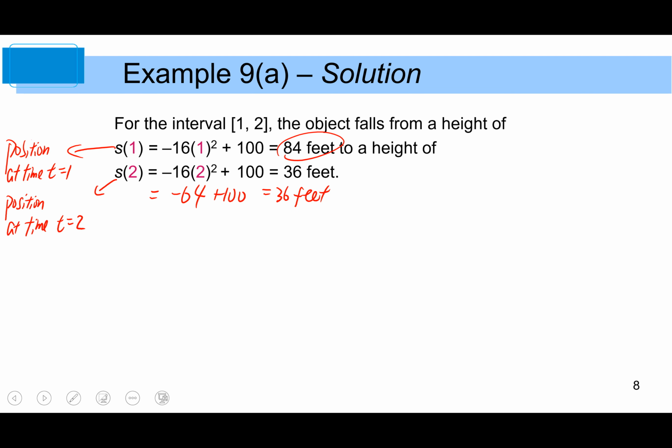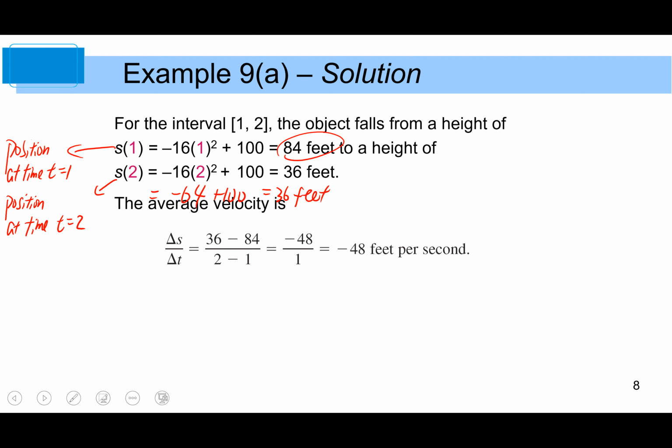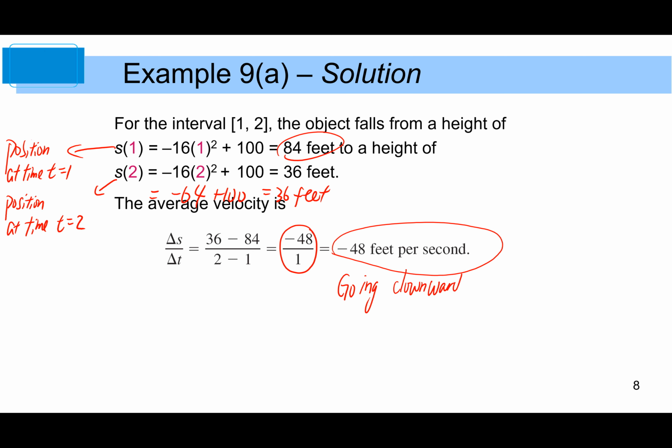So the average velocity is equal to delta s, the change of position, over the change of time, right? So we use 36 minus 84 over 2 minus 1, which becomes negative 48 over 1. So it's negative 48 feet per second. That's the average velocity. Notice that the answer is negative, and that means it's going downward. Only if it's going downward is your velocity negative.